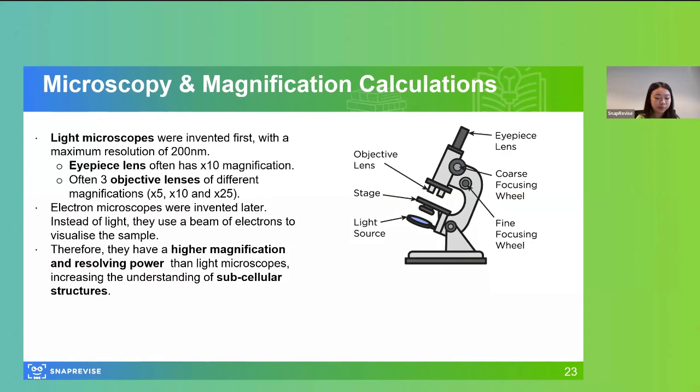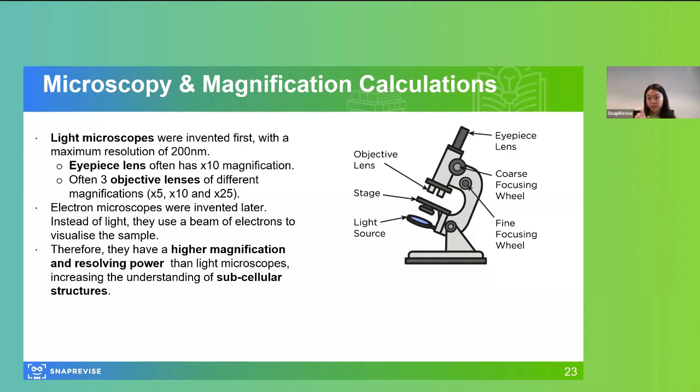But let's look at the theory part first. First part will be the light microscopes and the electron microscopes. So I believe the ones that you use at school are light microscopes. You need to know that they were light microscopes. They were invented first. They have a maximum resolution of 200 nanometers.